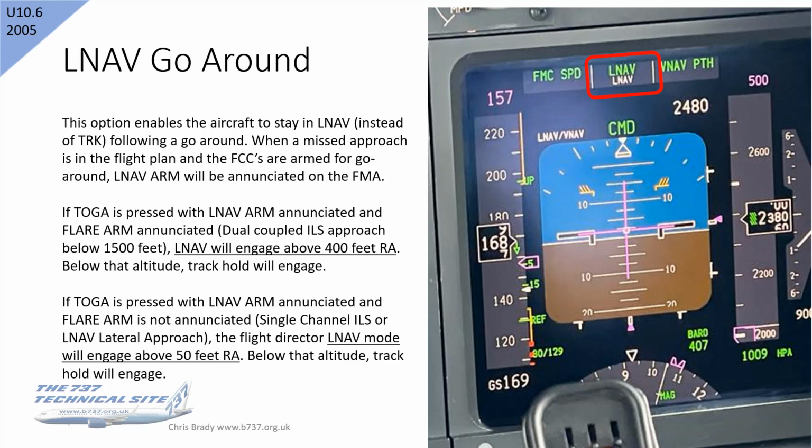through to LNAV. If you're doing a single channel ILS, so in other words flare arm is not enunciated, then LNAV engages at 50 feet rad alt. Below that, you get track hold. So that's the difference between a dual coupled ILS and a single channel ILS.